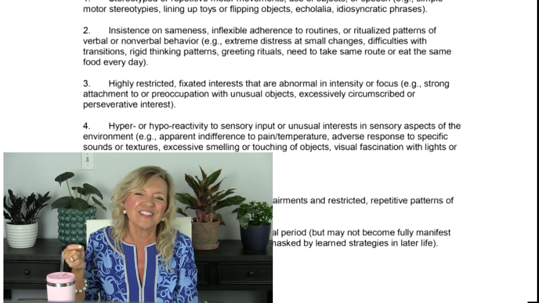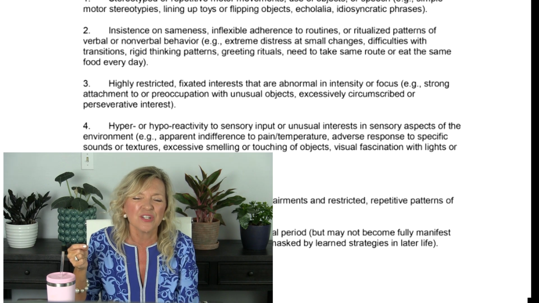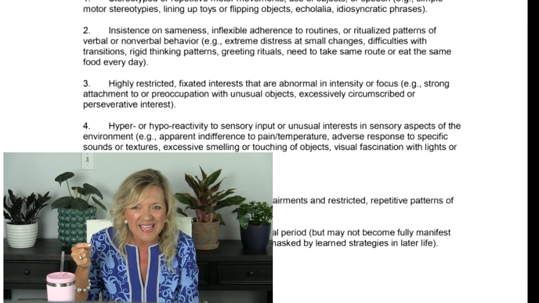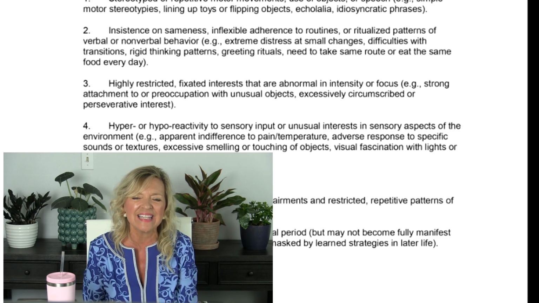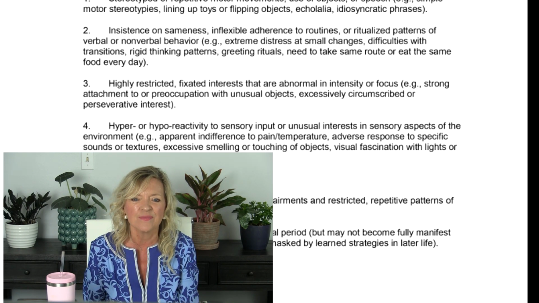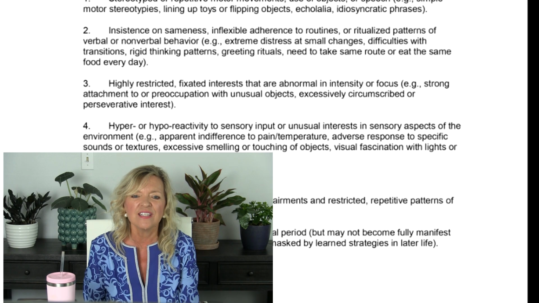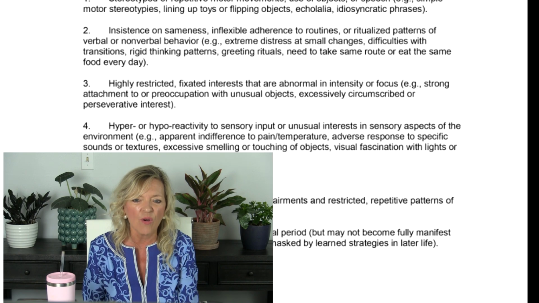All right, so let's look at this next criteria. This is section B, and we're at point 3. And I want to put the official diagnostic criteria on the screen so that you can see this. And in this category, we're going to be talking about intense fascinations and obsessions. So these are highly restricted, fixated interests that are abnormal in intensity or focus.